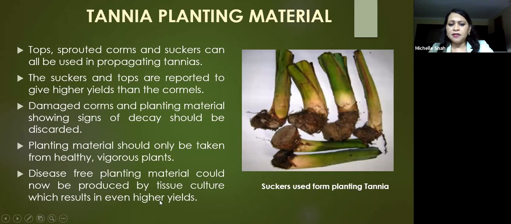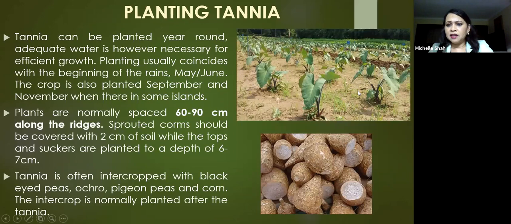Planting the tanya, this is the field of tanya being grown. Tanya can be planted year-round. Adequate water is, however, necessary for efficient growth. Planting usually coincides with the beginning of the rains, May or June, and the crop is also planted in September and November in some islands as well. Plants are normally spaced 60 to 90 centimeters along ridges, and sprouted corms should be covered with 2 centimeters of soil, while the tops and suckers are planted to a depth of 6 to 7 centimeters.